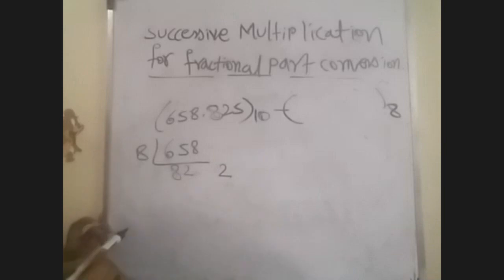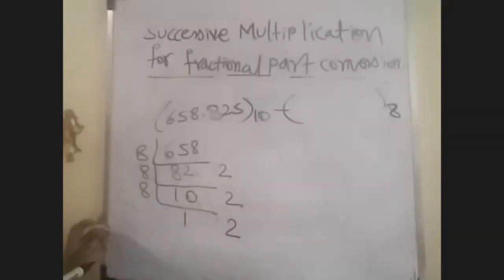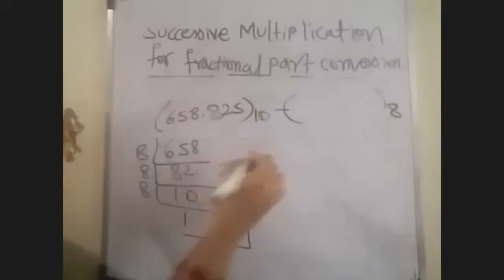8 2s are 16. Remainder is 2. Next, 8 10s are 80, remainder is 2. Next, 8 1s are 8, remainder is 2. So you can write the result from bottom to top. Next, 0.825.